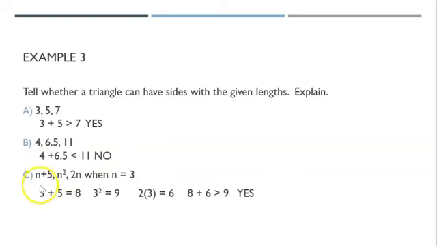In the last one, they told us what n equaled, but they gave us these expressions. So you have to figure out the side lengths first, and then you can tell if it's a triangle. So you do 3 plus 5 to get 8, 3 squared is 9, and 3 times 2 is 6. So I took 8 and 6, added them, and I saw that it was more than 9. So yes, this is a triangle.